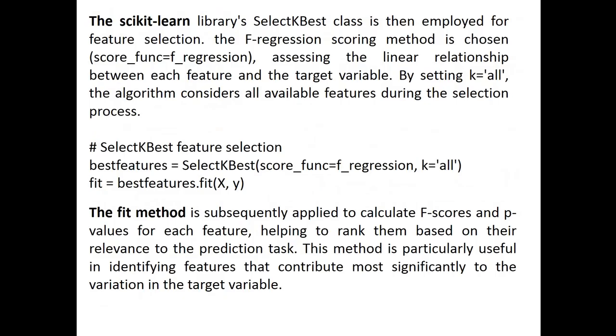Now there is a library called scikit-learn. This is the SelectKBest class that is employed for feature selection. It uses the F regression scoring method. When you say k is equal to all, the algorithm considers all the features, not only selected features, all the features. You can see the code, best features with k equal to all, to select all the features, and the fit method will be subsequently applied to calculate the F scores. First there will be a fit method which will calculate the F scores, and based on that, we would like to see which contributes the most significantly to the variation in the target variable.